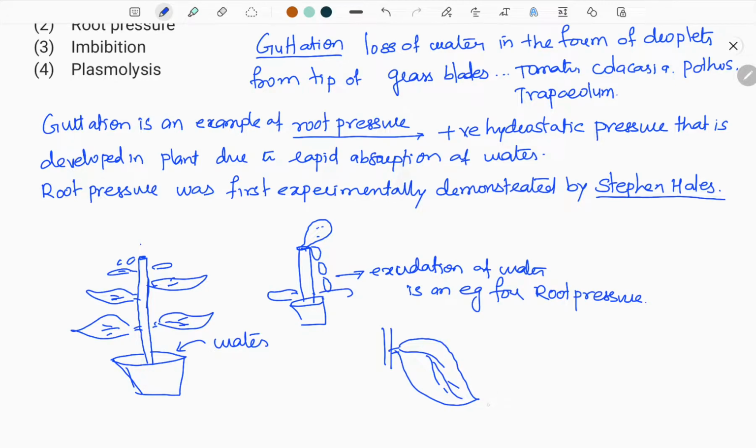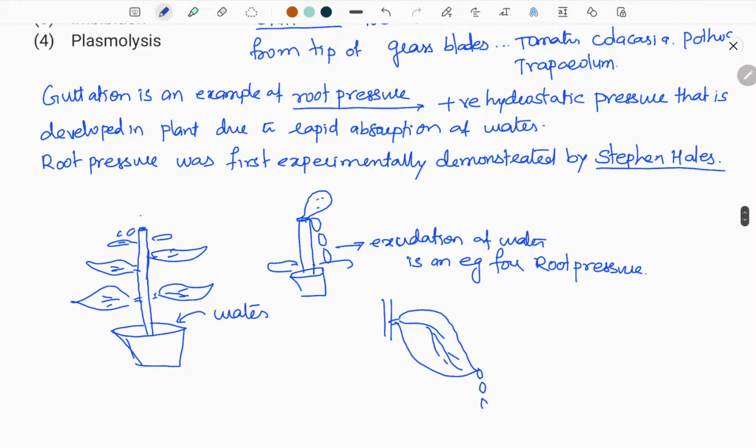So this is money plant. From tip of the money plant, water will be oozing down. From tip of the grass blade, water will be oozing down. This loss of water in the form of droplets from tip of the leaves is called as guttation. Remember, the difference between transpiration and guttation is that in transpiration, water is lost in the form of vapor. In guttation, water is lost in the form of droplets.